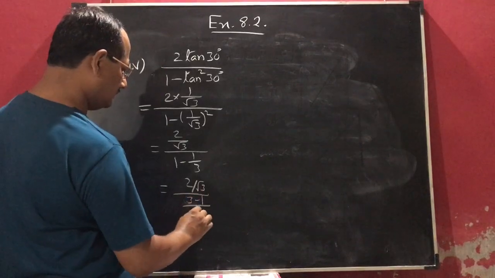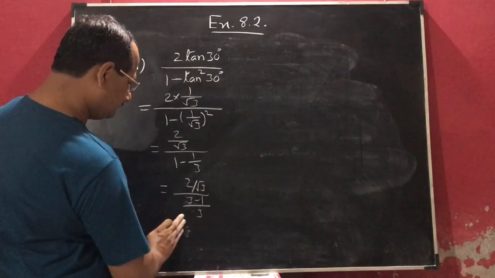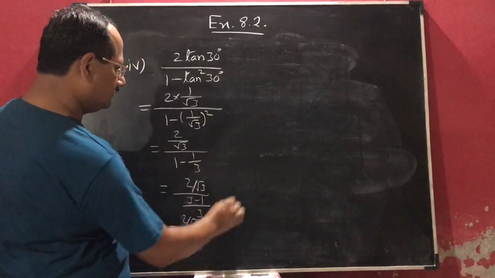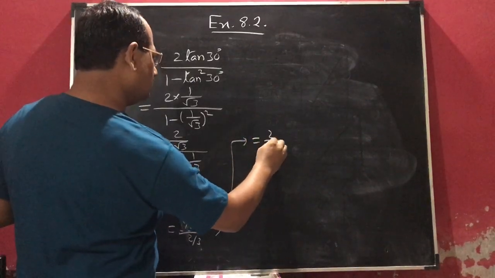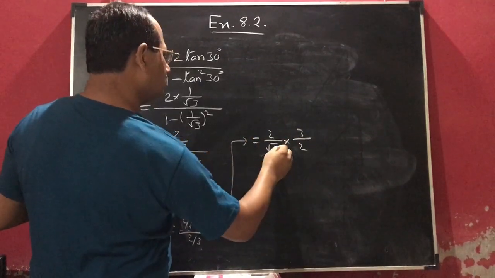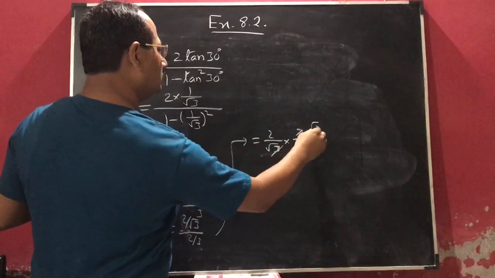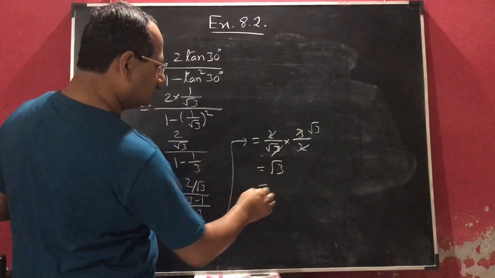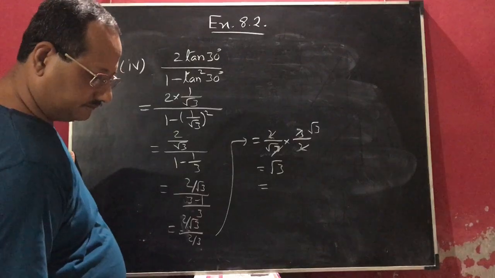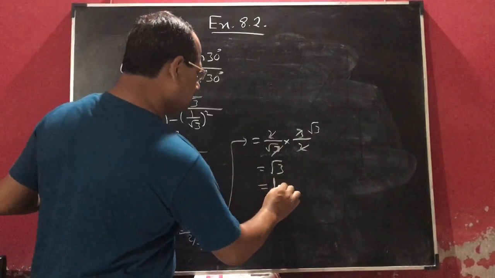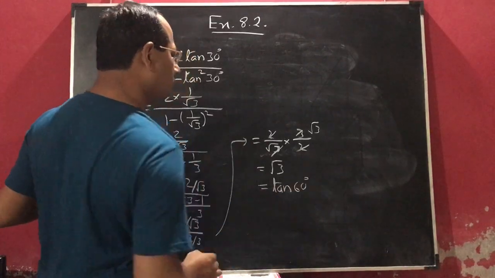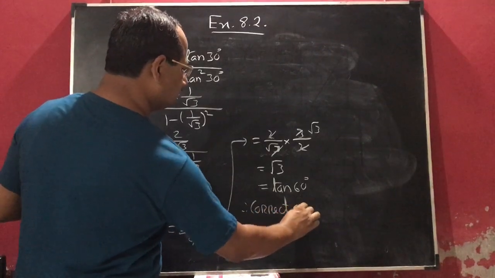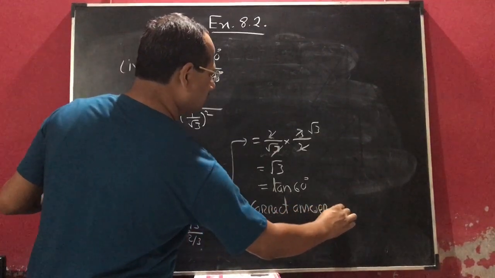That is 2 by root 3 over 3 minus 1 by 3, that is 2 by root 3 over 2 by 3, which is equal to 2 by root 3 into 3 by 2, that is equal to root 3. So it is root 3. From the given answers, it is equal to tan 60 degree. Tan 60 degree is root 3. Therefore correct answer is C.